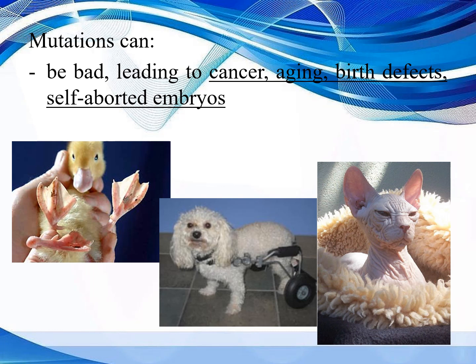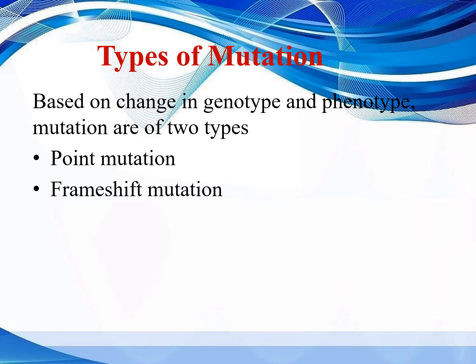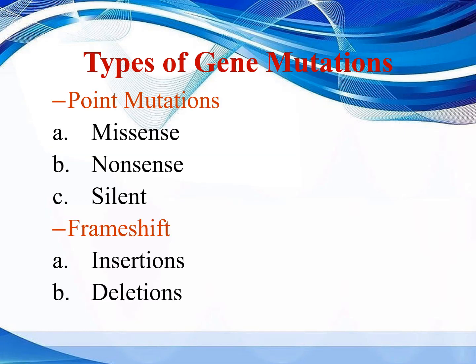Mutations can be bad, leading to cancer, aging, birth defects, self-aborted embryos. Types of mutation. Based on change in genotype and phenotype, mutations are of two types: point mutation and frame shift mutation. Types of gene mutation. First one is point mutation. This is subdivided into three: missense, nonsense, and silent. Frame shift is subdivided into two types: insertions and deletions.